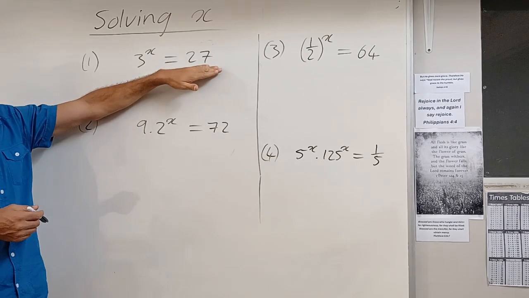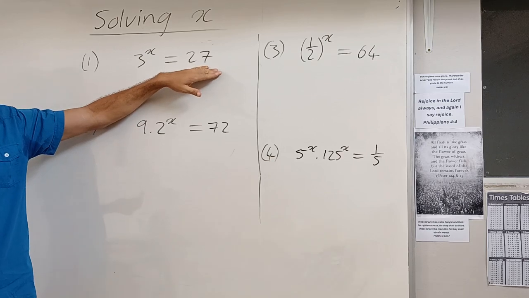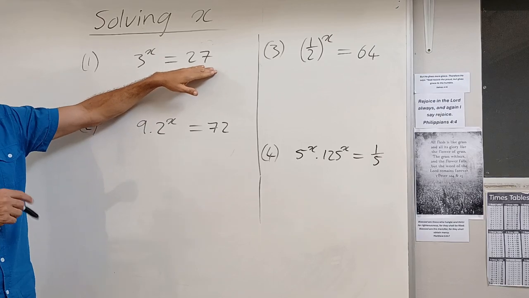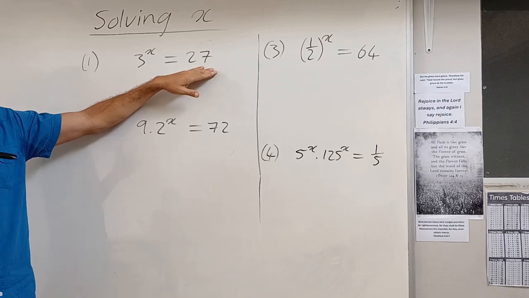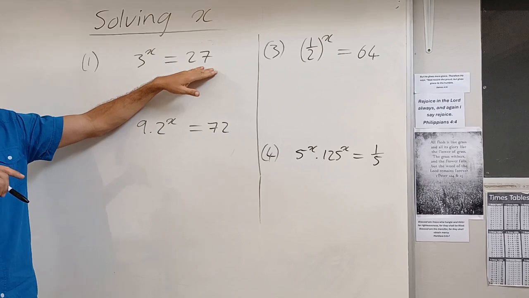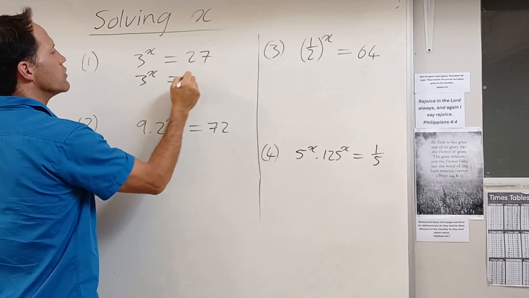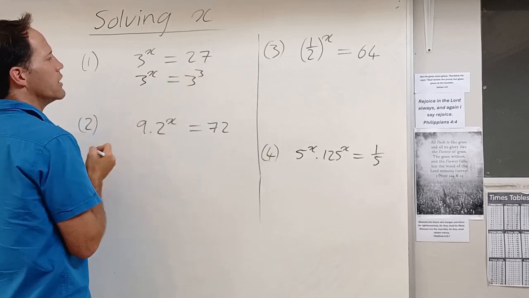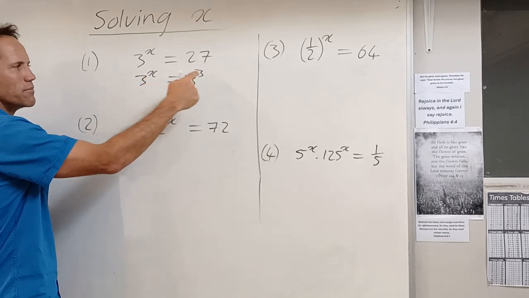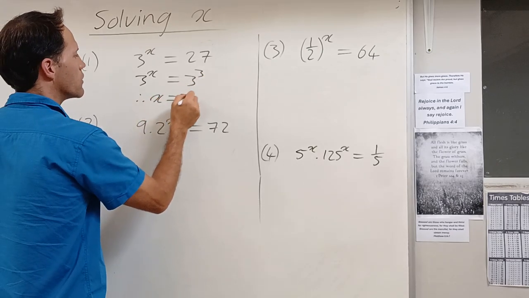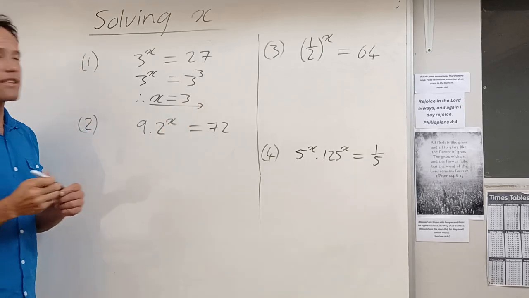Okay, 27 is obviously 3 to the power 3. Remember we spoke about the smallest base? So don't say 27 is 9 times 3. 27 is 3 to the power 3. You must use the smallest base. So we can say 3 to the power x is equal to 3 to the power 3, which means x must be equal to 3. So that's how you solve it.